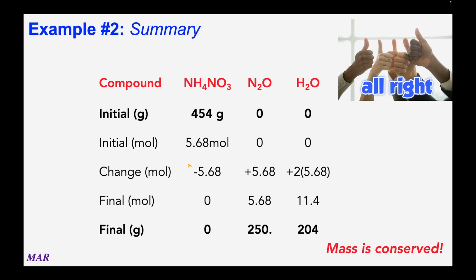And by the way, that little dot by the 0 shows that it's a significant number. So that's a 3 sig fig value, 250. If you wrote 250 without the dot, it would be plus or minus 10, 240 to 260 grams. But 250 with a dot would be plus or minus 1, like 249 to 251. That's the sig figs we want. So because the mass that goes in, 454, equals the mass that comes out, 250 plus 204, mass is conserved. And we're not breaking any thermodynamic laws or anything like that. Pat yourself on the back, thumbs up.